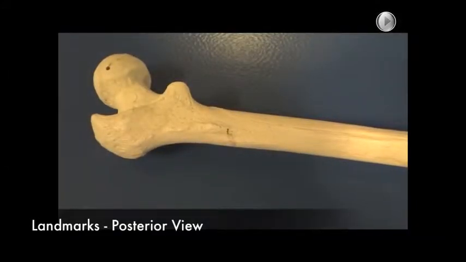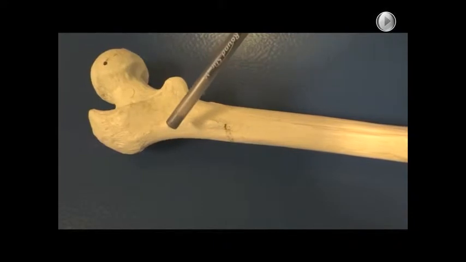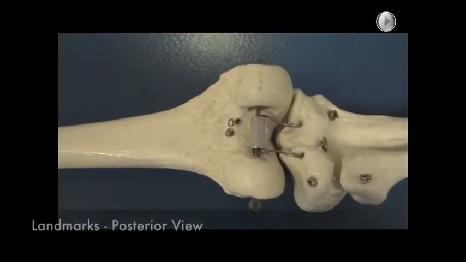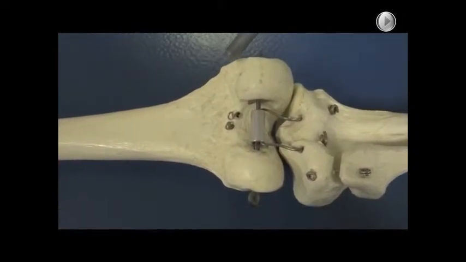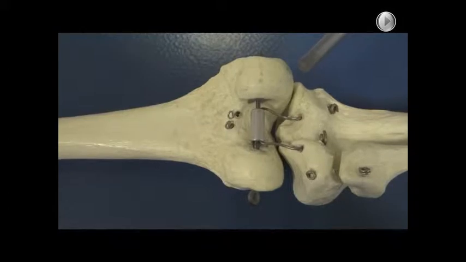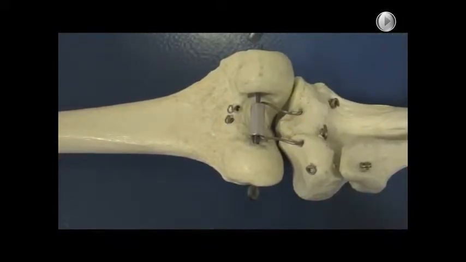From a posterior view, major landmarks are the linea aspera, the pectineal line, the gluteal tuberosity, and the intertrochanteric crest. Looking at the posterior view of the distal end, we see the adductor tubercle, medial condyle, lateral epicondyle, patellar groove, and medial epicondyle.